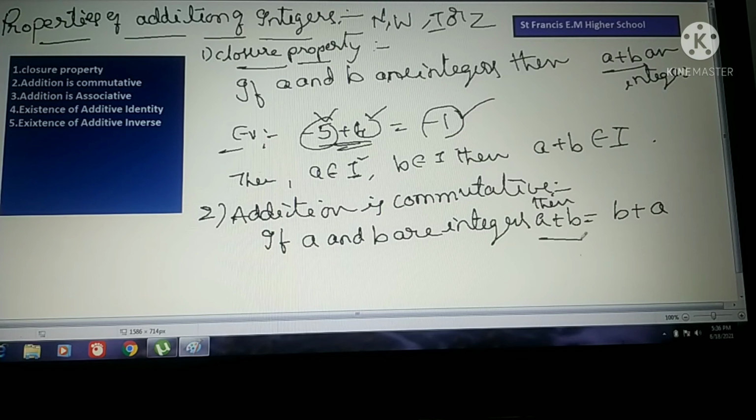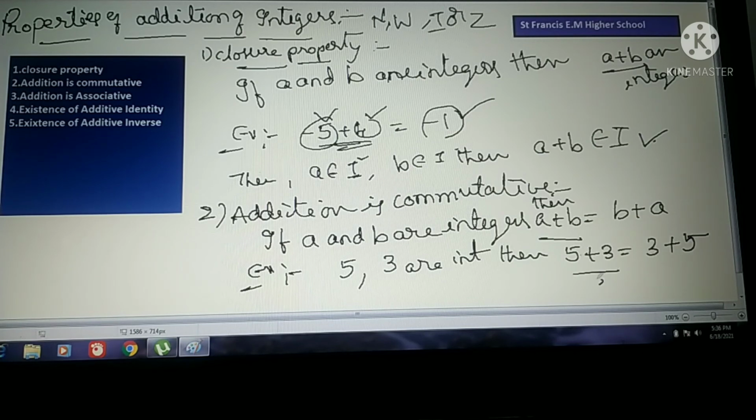Up to this we have seen that is closure property. And a plus b is equal to b plus a. If you interchange the numbers and then you add them, that time also you will get the same answer. For example, see, I am taking 5 plus 3 numbers, 5 comma 3 are integers. Then, according to our formula, a plus b equal to b plus a. So what is that one? 5 plus 3 equal to 3 plus 5.